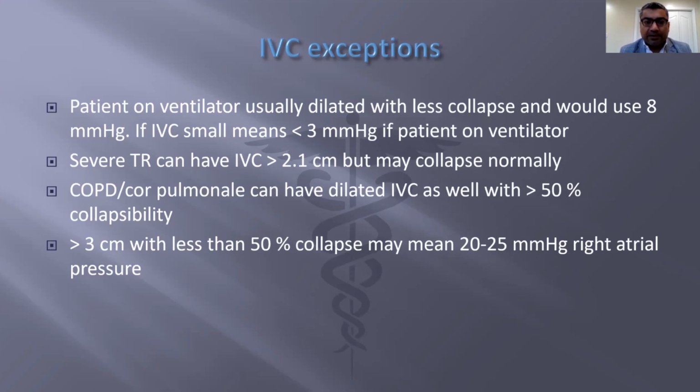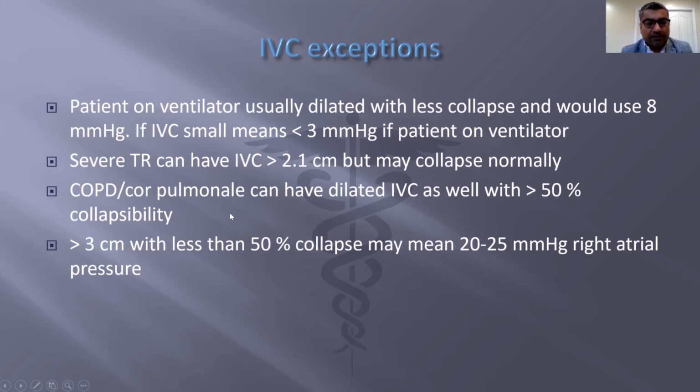However, if the IVC is very small and collapsing, that means the patient has hypovolemia. That means a patient on a ventilator should have a bigger IVC with less collapse, and this one still has a small IVC. The second exception is severe tricuspid regurgitation, which can have a big IVC that may collapse normally. Now that's very rare, and you may see the right heart very big before severe TR happens.